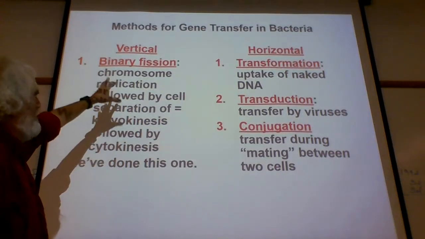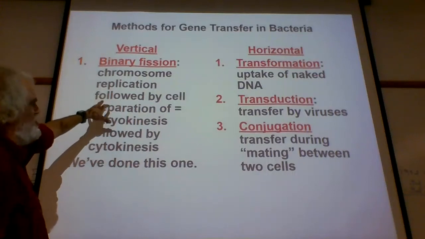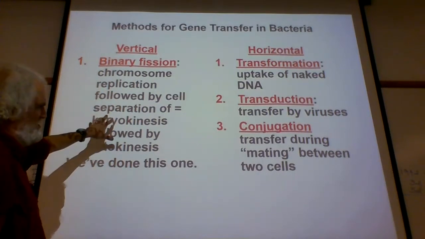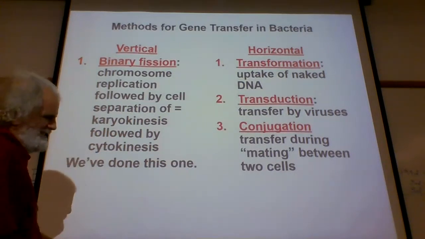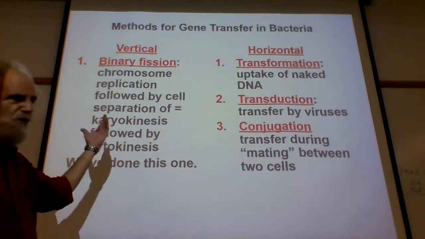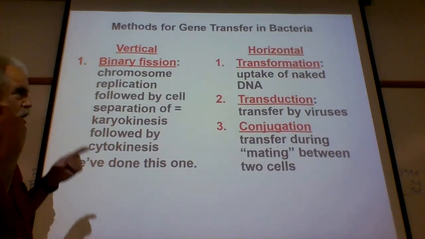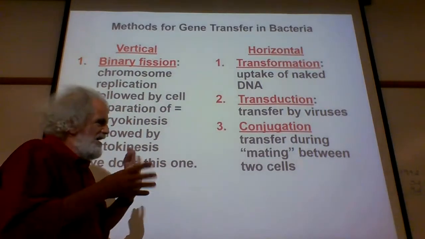We've got what we call vertical transmission. We've done this already, in which we're talking about chromosome replication, followed by cell separation of the DNA, followed by cytokinesis, the pinching off of the two cells. You make two cells. This is cloning. Now, horizontal gene transfer is some interesting things.